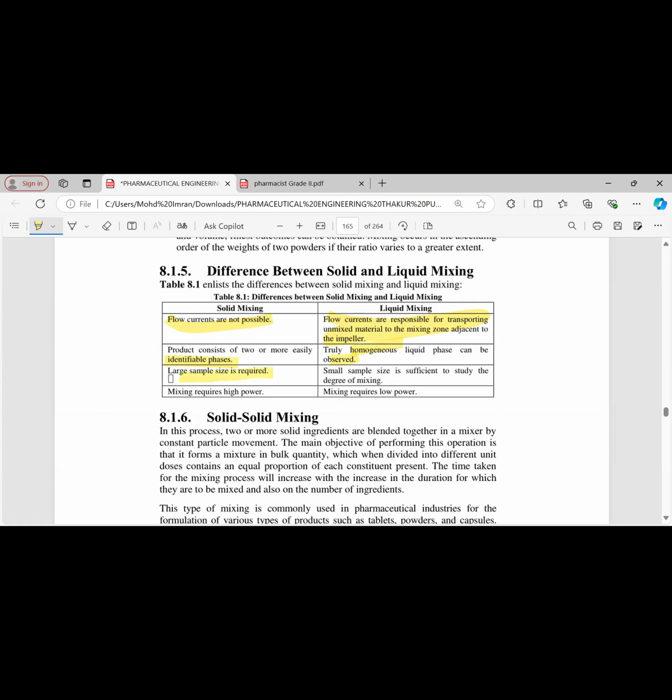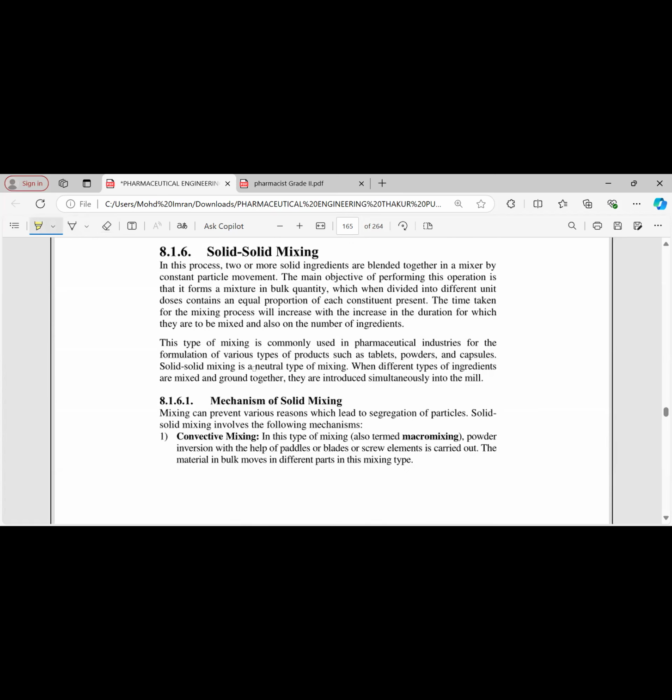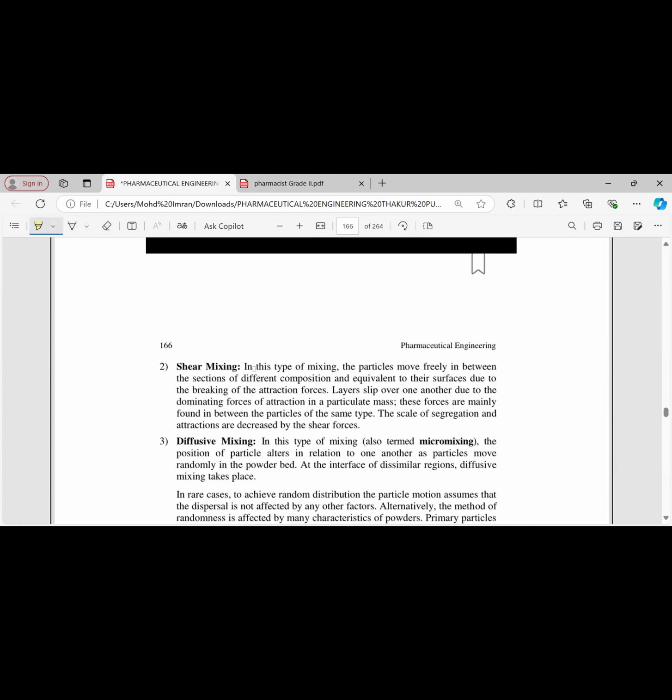Large sample size is required for solid mixing. In liquid mixing, small sizes are also possible. Solid mixing requires high power. In liquid mixing, low power is also sufficient. So this last point is very important. If asked whether liquid mixing or solid mixing consumes more energy, liquid mixing consumes less energy. So that is very, very important.